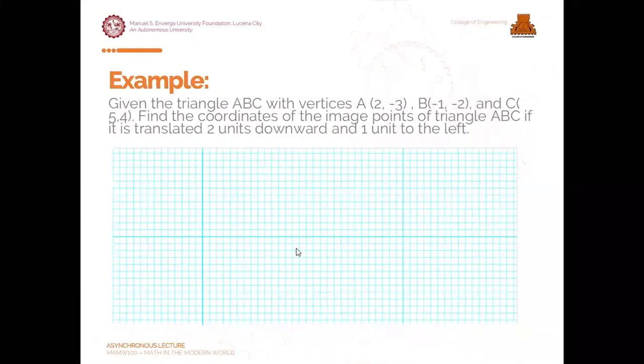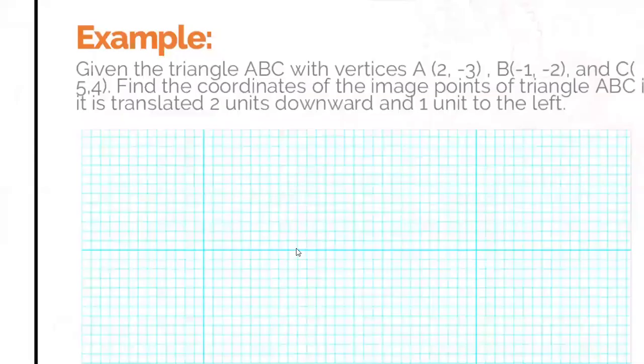Next. So we have the next example. So given triangle ABC with vertices A(2, 3), B(-1, -2), and C(5, 4), find the coordinates of the image points of triangle ABC if it is translated 2 units down and 1 unit to the left. Okay. So we can have also two sets of solution for this particular question. Yung first one is try muna natin ng graphical. Okay. So let us first graph the given vertices. Okay. So let's zoom this out.